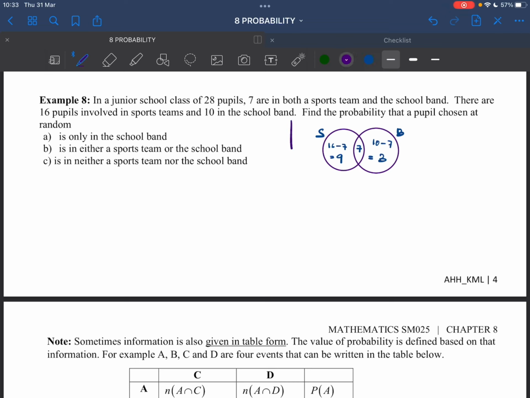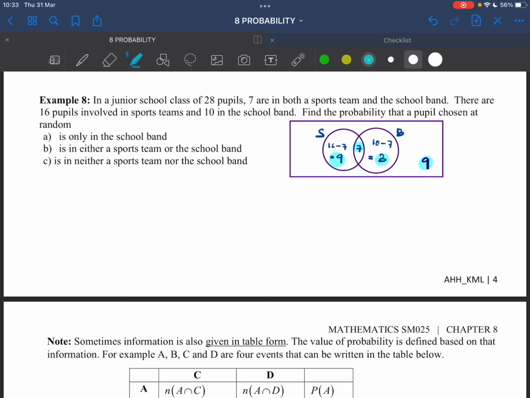Okay, and then the big box here represents those who are not in both sports team and school band, which is you have 28 minus 9 minus 7 minus 3, you'll have 9 here. Sorry, 28 minus 7 minus 3. 28 minus 9 minus 7 minus 3. Yes, we get 9. Sorry, just want to check. So here what we have, 9, 3, 7, 9.